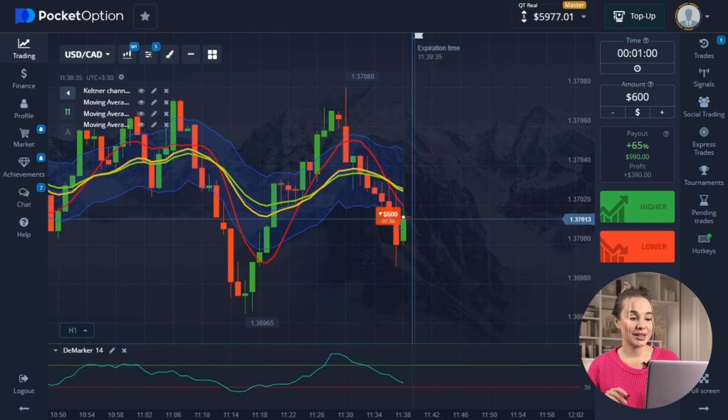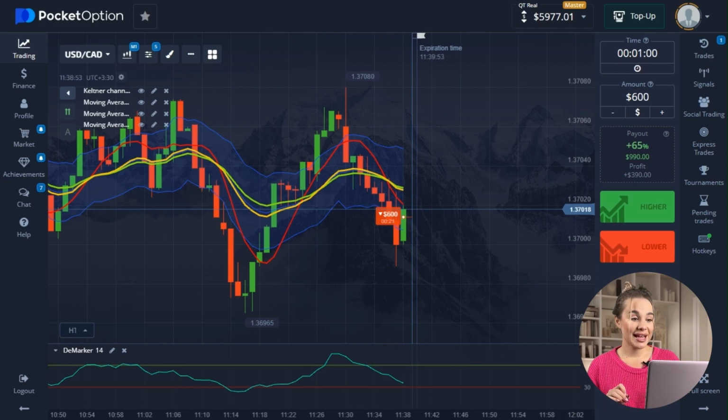And the US dollar is less influenced by oil, but the Canadian dollar is quite susceptible. If oil prices go up, so does the Canadian dollar, which means the pair's quotes go down. So feel free to use this correlation in your trading.